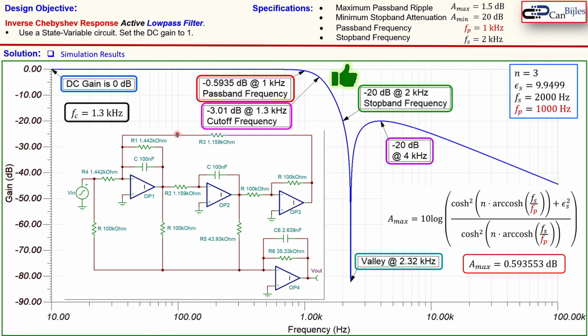Alright, it was our example considering the inverse Chebyshev response active low pass filter. We have calculated the required component values and realized our circuit using the state variable filter circuit and verified our findings in the SPICE simulations.